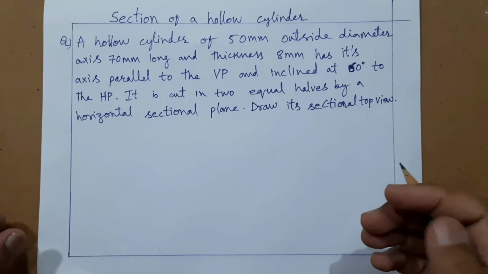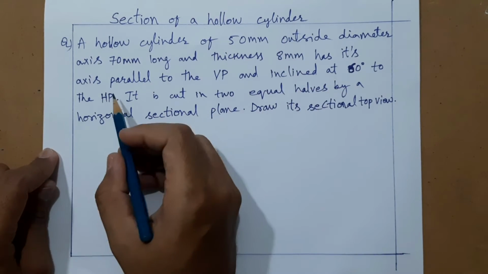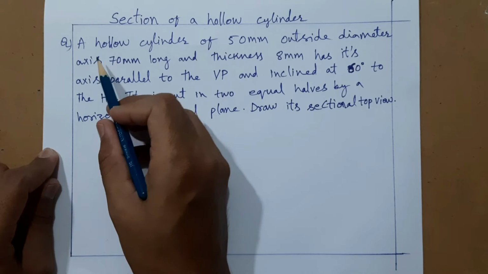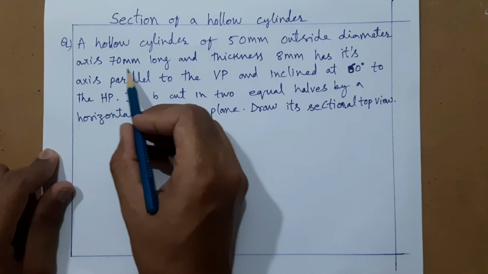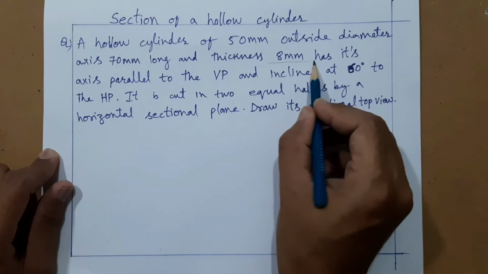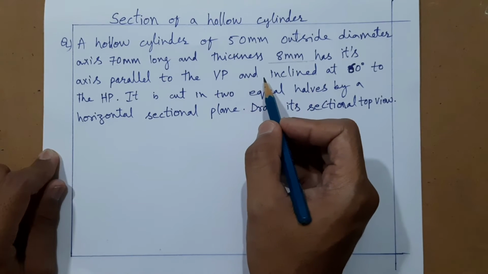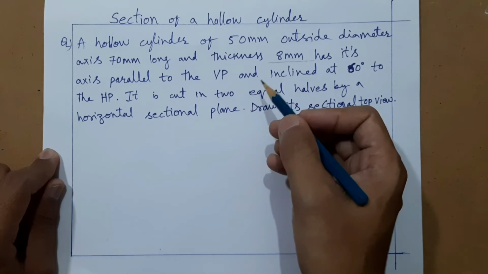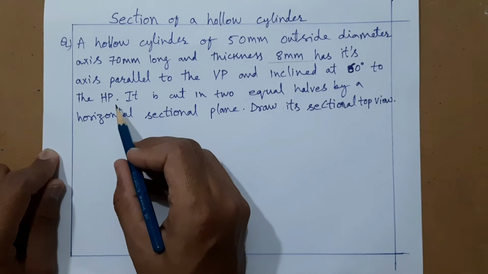In this video we will see sections of hollow cylinder. Okay, let us see the question. What do we have? A hollow cylinder of 50 mm outside diameter having axis 70 mm long and cylinder thickness is 8 mm. Okay, it has its axis parallel to VP, means it is resting by its base simply on the HP and inclined at 60 degree to HP.